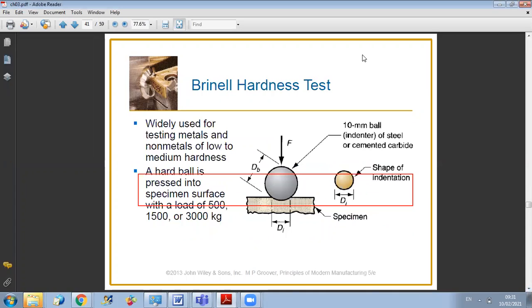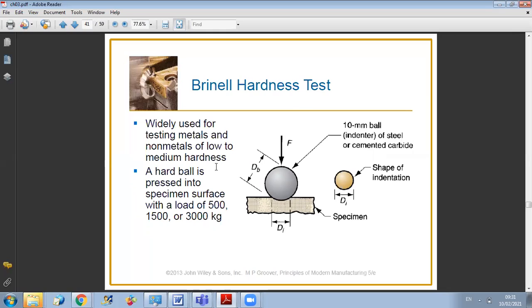To start with, we have the Brinell hardness test. What is the idea of this test? This test is widely used for testing metals and non-metals of low to medium hardness. As we have seen, each test will be typical of a certain material. This is why you have a high variety of tests, because each material will have a suitable test for it. So the Brinell hardness test is used in general for metals and non-metals with low or medium hardness.